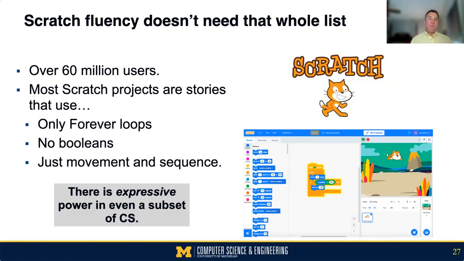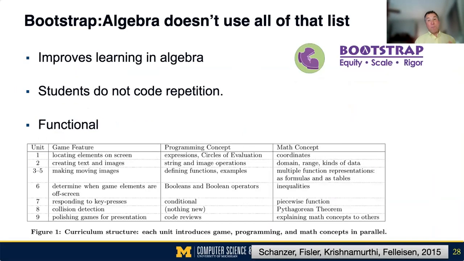It turns out that there is expressive power in even a small subset of computer science. One of the projects that really inspires me is Bootstrap Algebra. Bootstrap Algebra is a unit that is taught within algebra that actually improves students' learning in algebra and their ability to solve story problems. It's been developed by Emmanuel Schanzer, Kathy Fisler, Shriram Krishnamurthi, and colleagues.